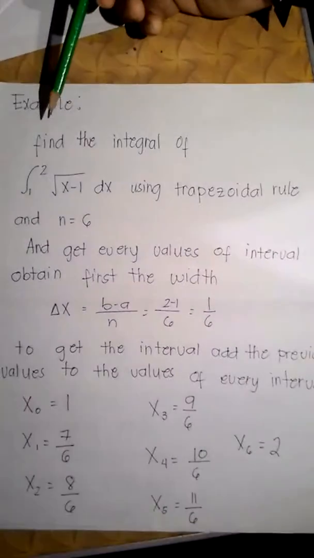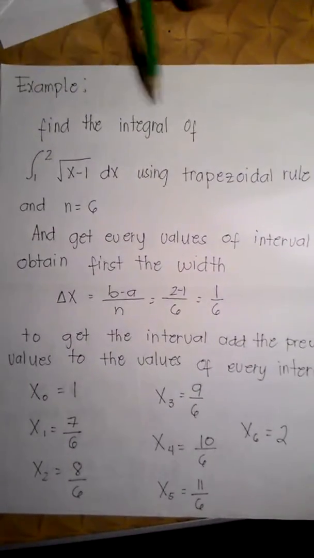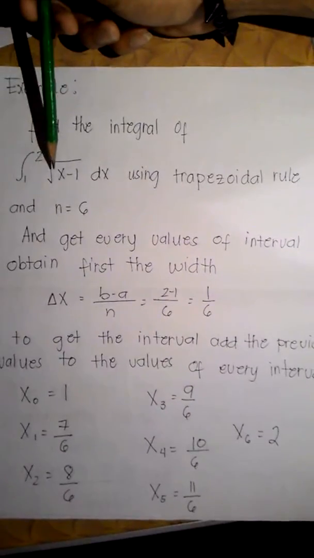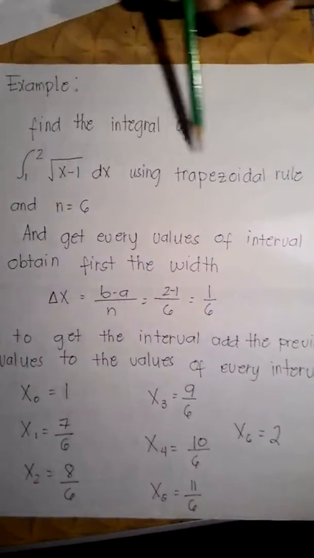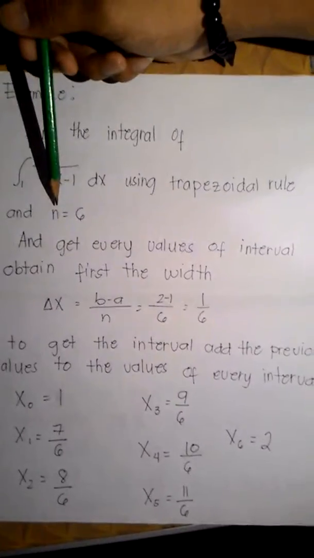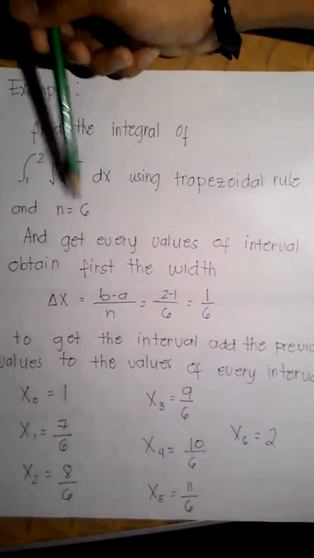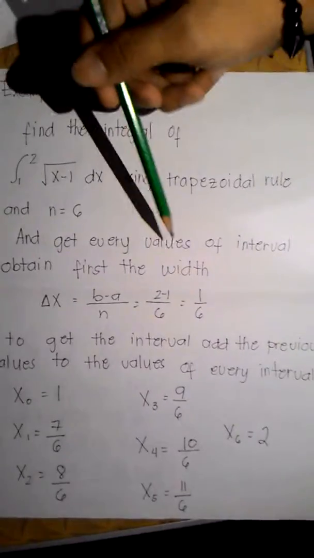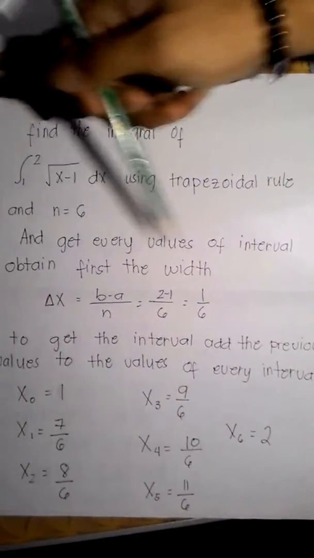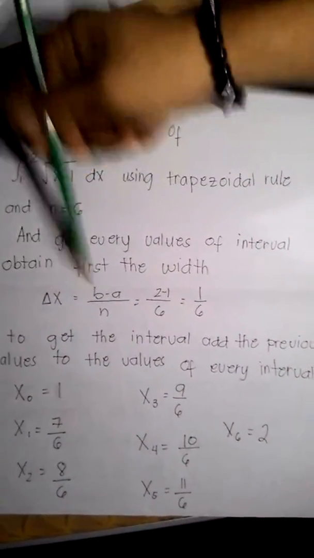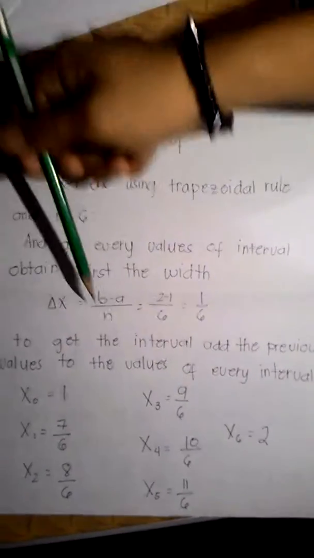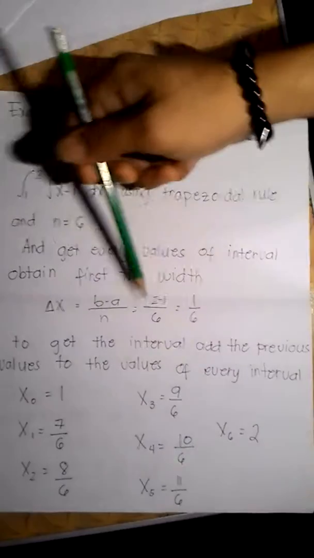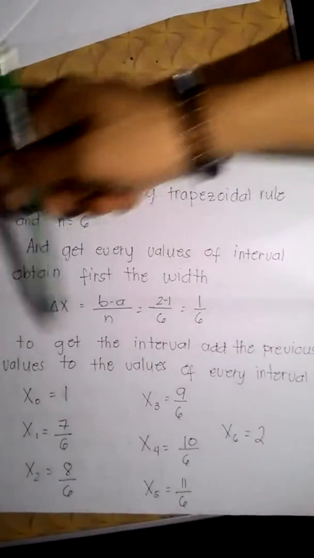Example. Find the integral of square root of x minus 1 dx from 1 to 2 using trapezoidal rule, where the partition number n is equal to 6, and get every value of the interval. Obtain first the width. Delta x is equal to b, which is 2, minus a, which is 1, all over n is equal to 6, so 2 minus 1 all over 6 is equal to 1/6.